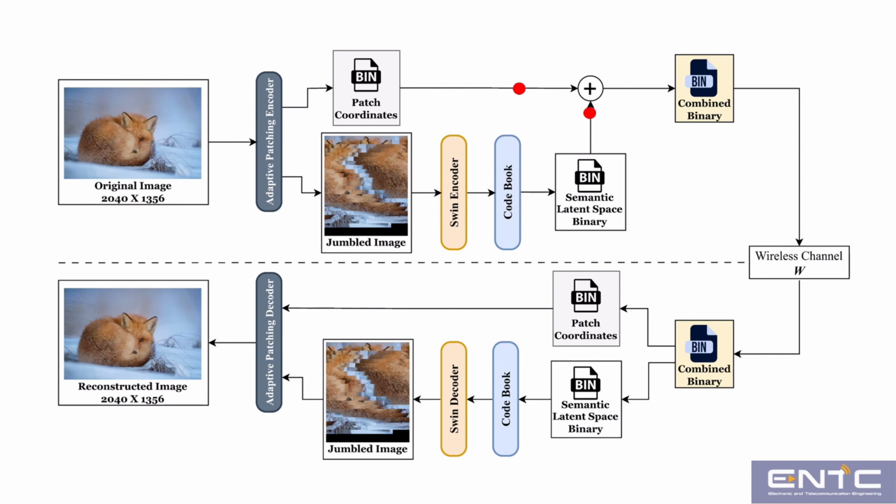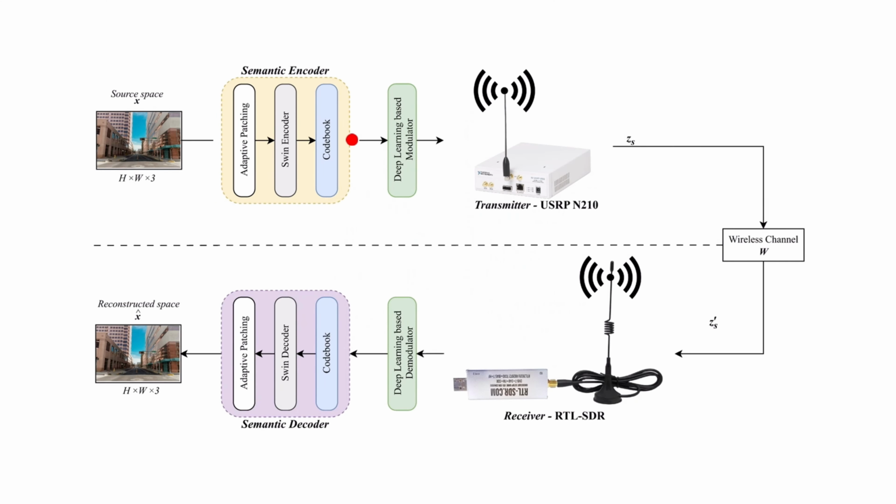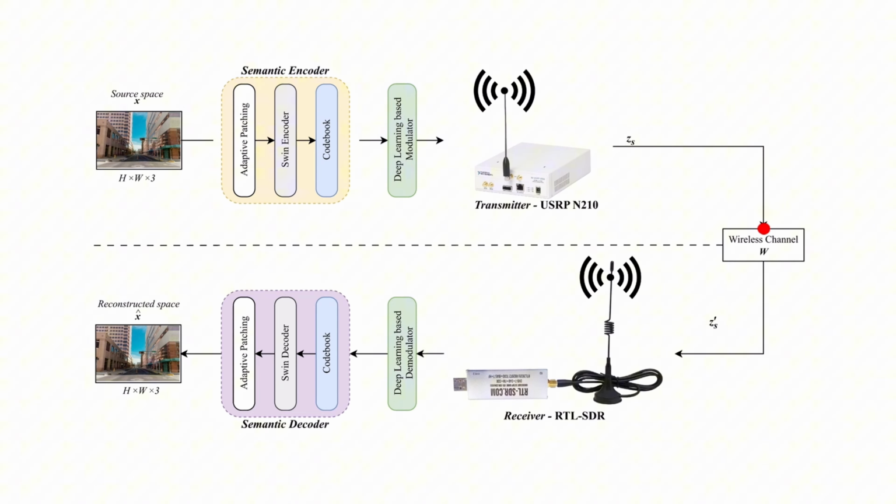Then both the patch coordinates binary and the semantic latent space binary merge into a combined binary. Then this is transmitted via the wireless channel. After the entire encoding process, we obtain a combined binary file. The combined binary file is then modulated using a deep learning-based autoencoder model. The encoded symbols are transmitted using the USRP N210 device. The symbols are transmitted over the wireless channel.